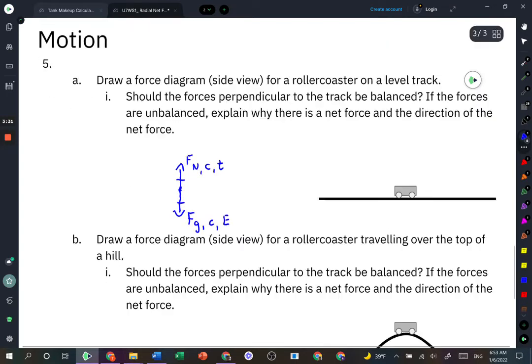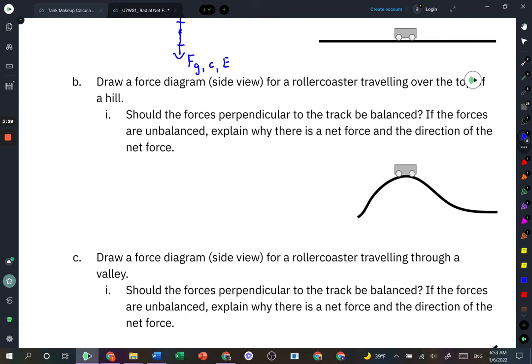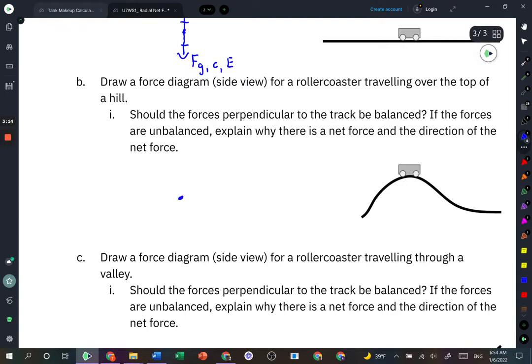Part B is to draw a force diagram from a side view for the roller coaster traveling over the top of the hill. Now, it's the same question, should the forces perpendicular to the track be balanced or not? Well, the first force we should always draw is going to be our force of gravity, pointed down, force of gravity on the cart by the earth. And I'm going to say that's equivalent with the previous force of gravity because I'm assuming it's the same cart. But now it's, should the forces be balanced or not?